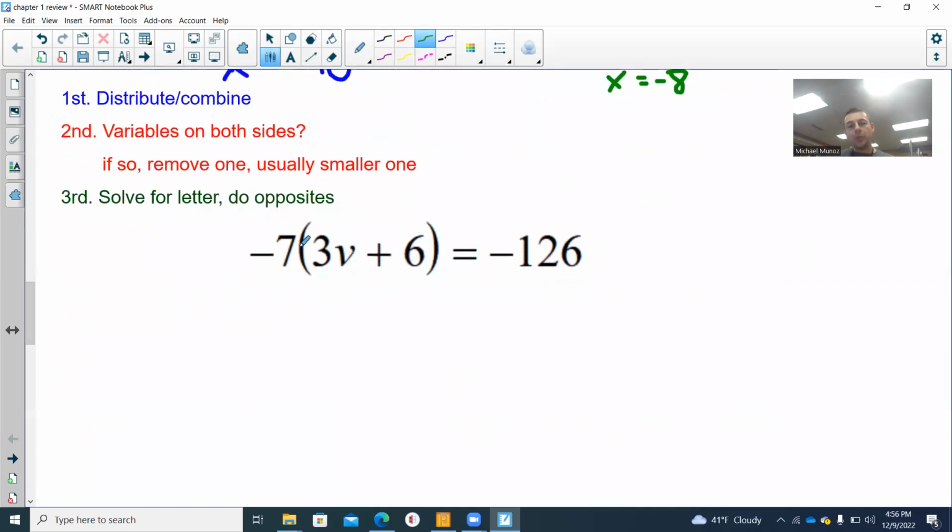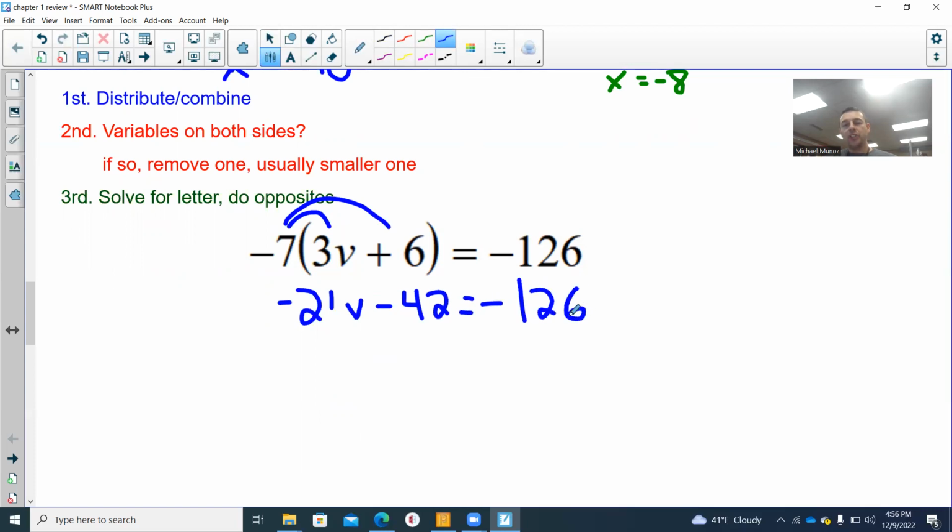This is called distributing when I have a number right next to the parentheses, and I have to distribute this negative 7 into both of these. And really that just means multiply negative 7 by both of them. So negative 7 times 3 is a negative 21. Negative 7 times a positive 6 is going to be a negative 42. And then I'm just going to bring down that equals negative 126.